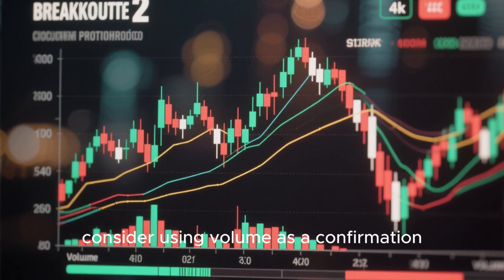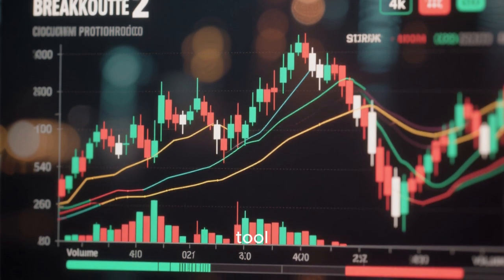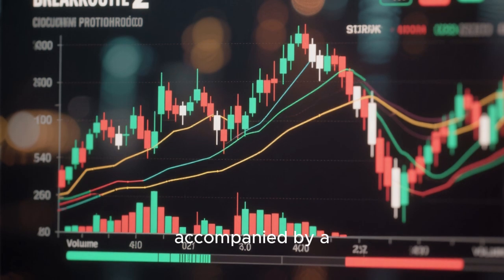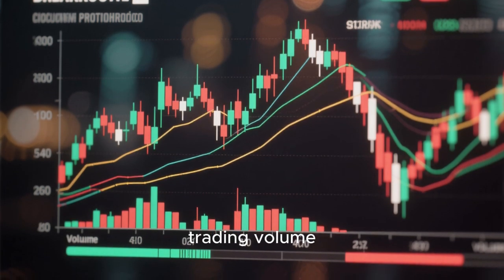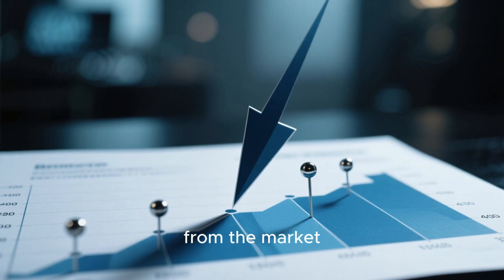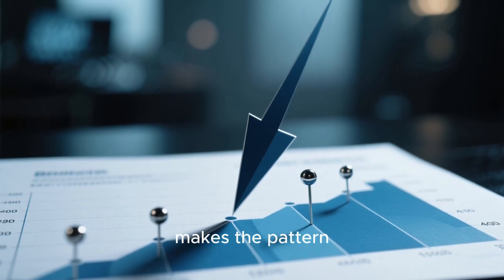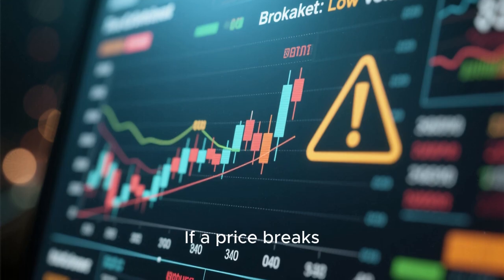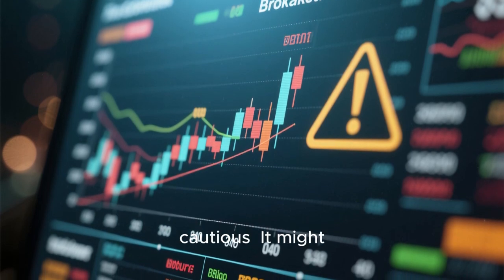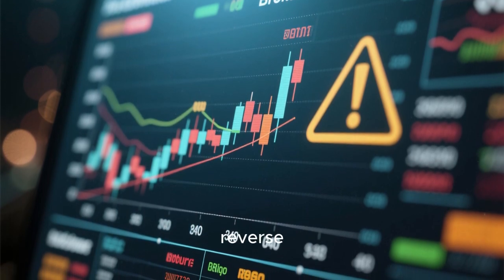Third, consider using volume as a confirmation tool. A genuine breakout or breakdown should ideally be accompanied by a significant increase in trading volume. High volume on a breakout shows strong conviction from the market participants and makes the pattern more reliable. If a price breaks out of a pattern on very low volume, be cautious. It might be a weak move that could easily reverse.